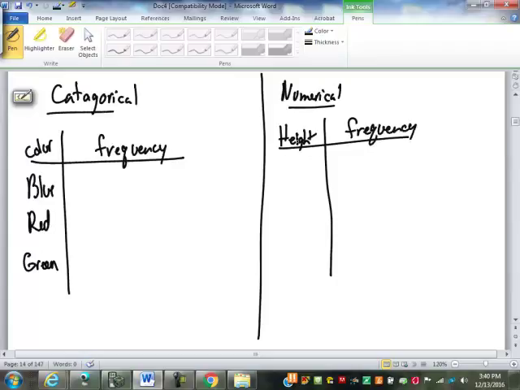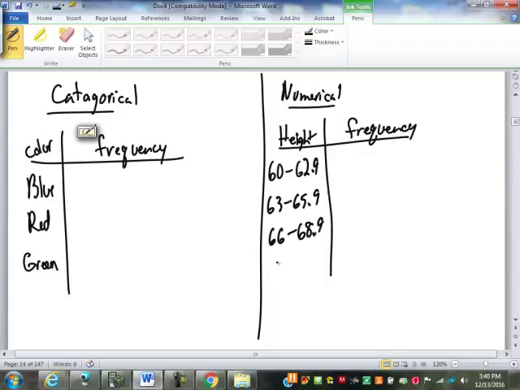Your height, of course, I can't list every individual height, so I might do ranges. We might have done 60 to 62.9, 63 to 65.9, 66 to 68.9, 69 to 71.9, and 72 to 74.9. So we had ranges there. We couldn't list each individual height.